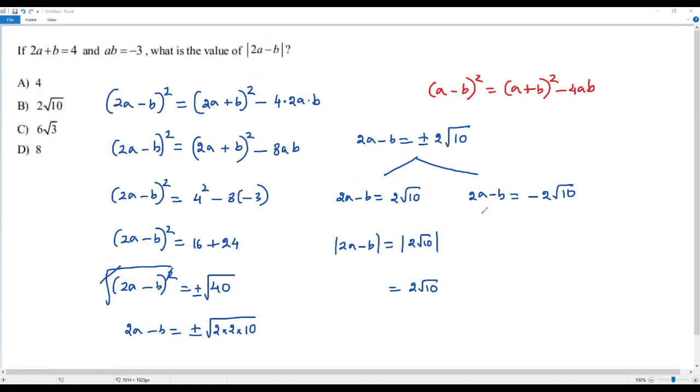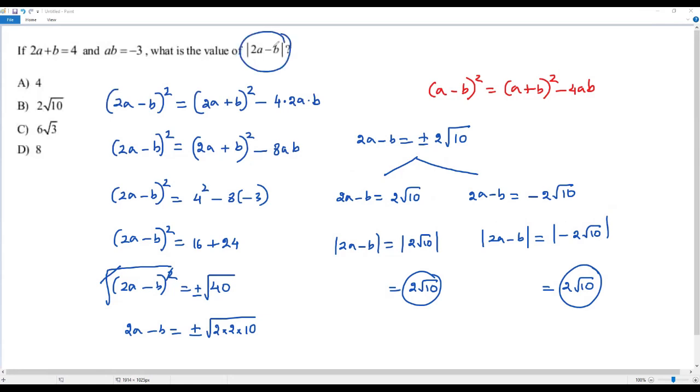Okay, now let me do it in the second equation, that is let me take the absolute sign on both sides of this equation. Then we have the absolute value of negative 2 times square root of 10 on the right side. Okay, so we know that the absolute value of any negative number is always a positive number. So the absolute value of this negative number is a positive number, that is 2 times square root of 10. Okay, in both these equations, I am getting the same value for the absolute value of 2a negative b, that is 2 times square root of 10.